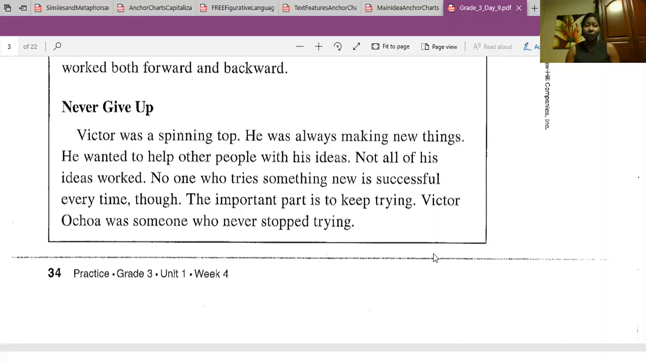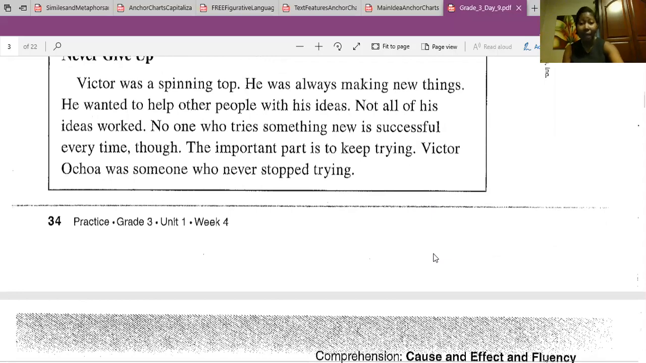There are examples of figurative language all throughout this piece. He was always making new things. He wanted to help other people with his ideas. Not all of his ideas worked. No one who tries something new is successful every time, though. The important part is to keep trying. Victor Ochoa was someone who never stopped trying.